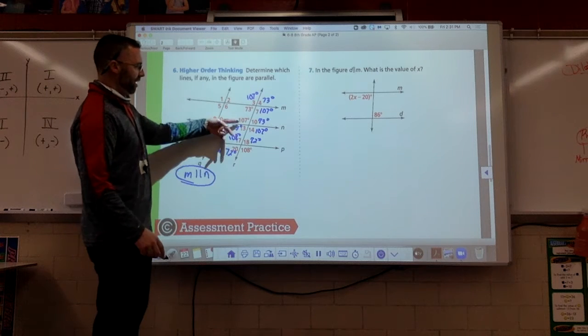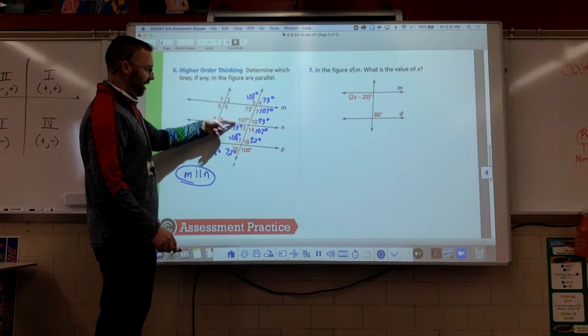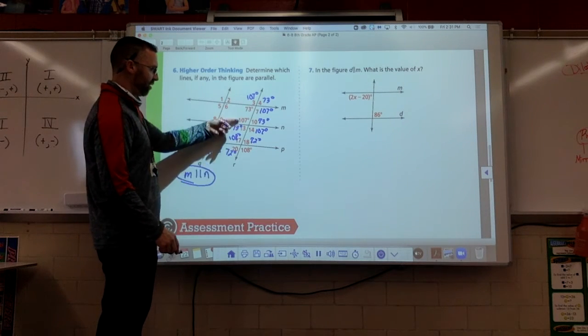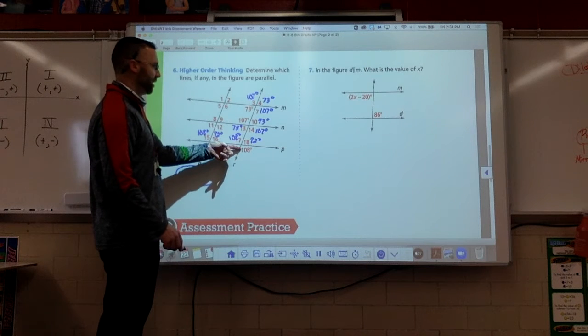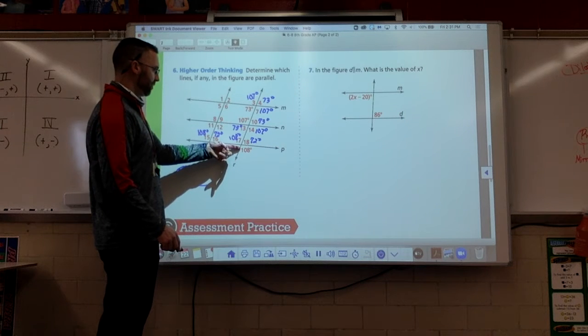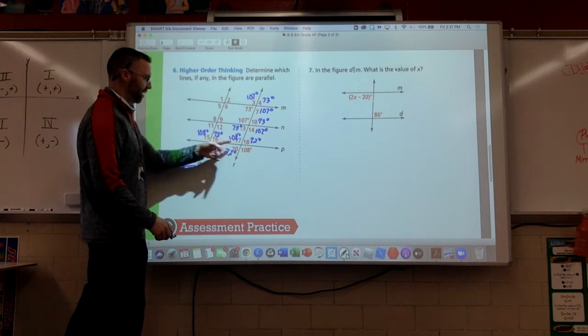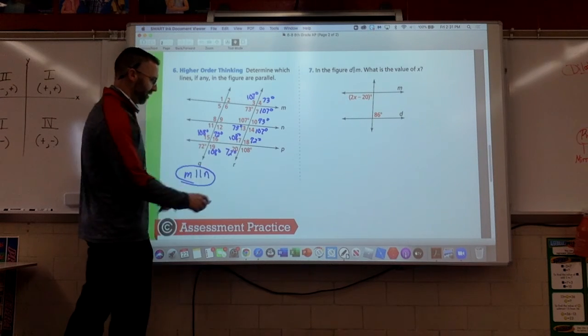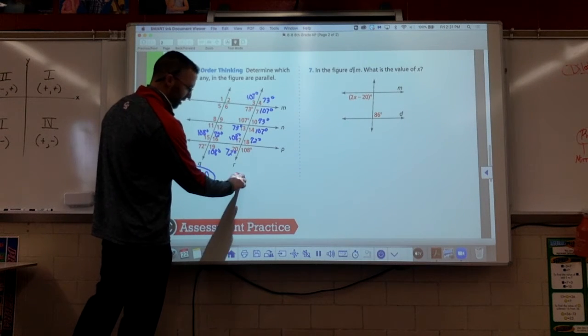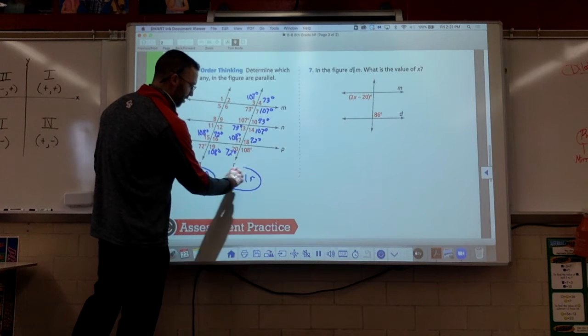Now, one more set, guys. Mr. Noel, is N parallel with P? Are these the same angle measurements? Nope. But it looks like these have the same angle measurements. Ooh. So that means that Q is parallel to R.